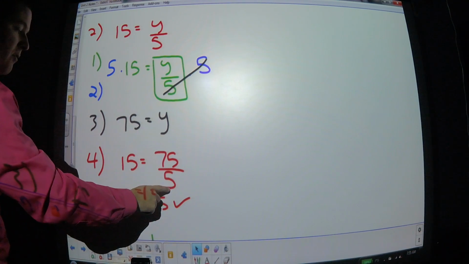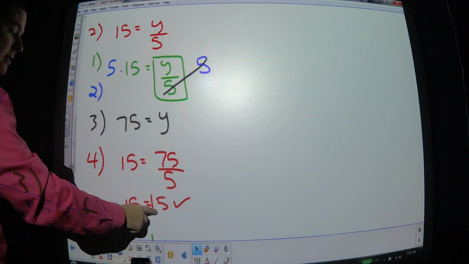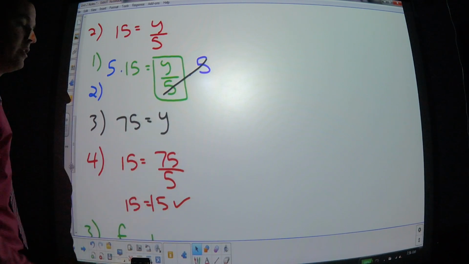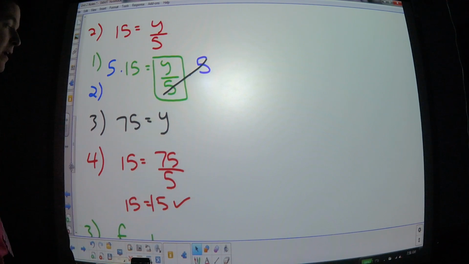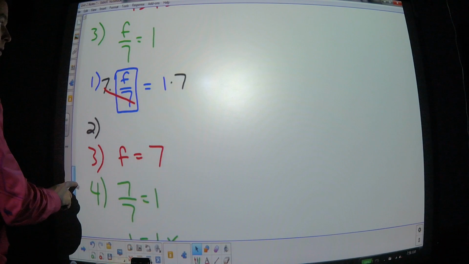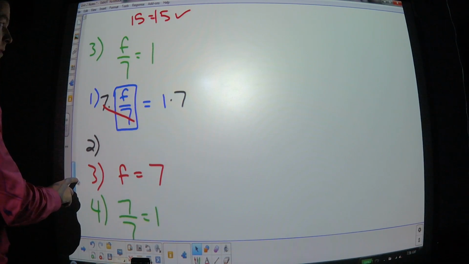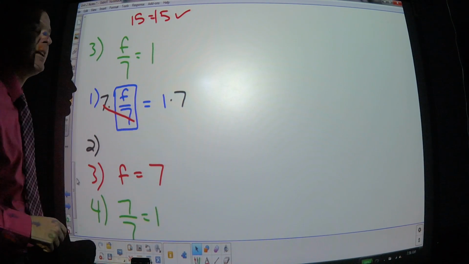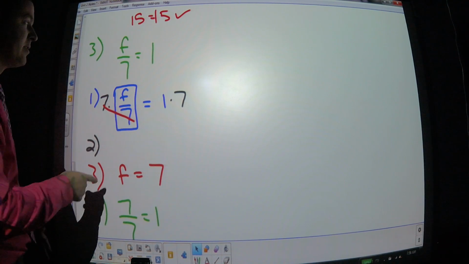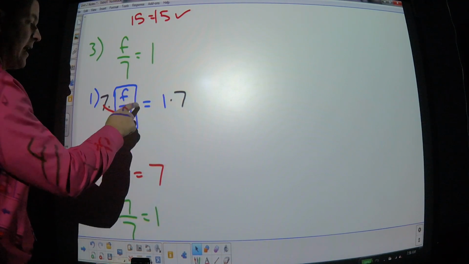So 75 divided by 5 is 15. So 15 is equal to 15. So therefore, that is your answer, y equals 75. Last problem, f divided by 7 equals 1. All right, identify the side with the variable, which is the left side.